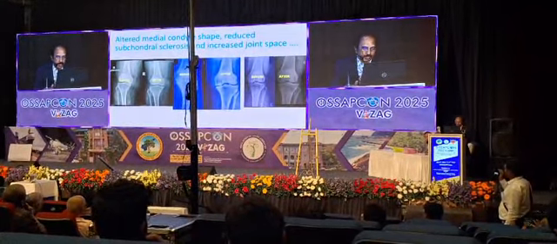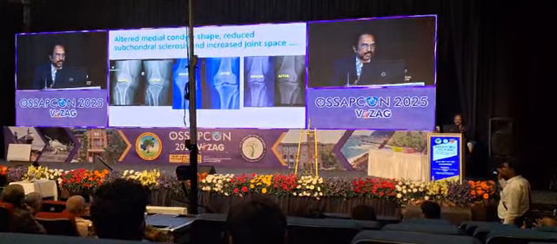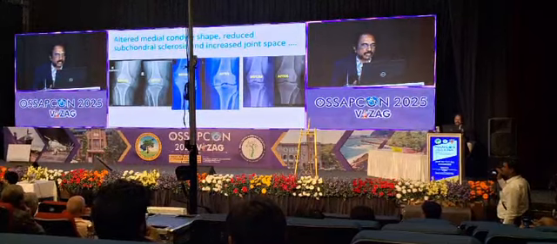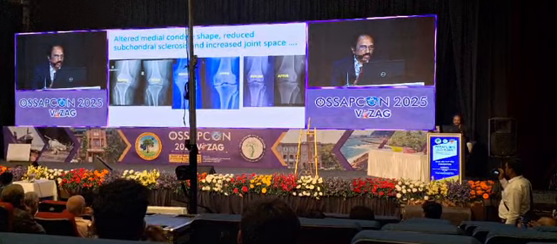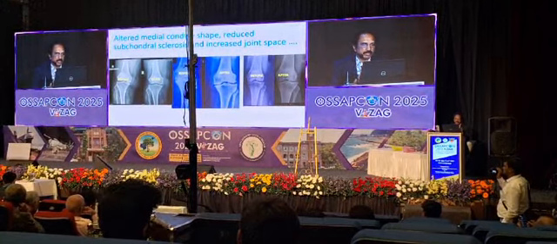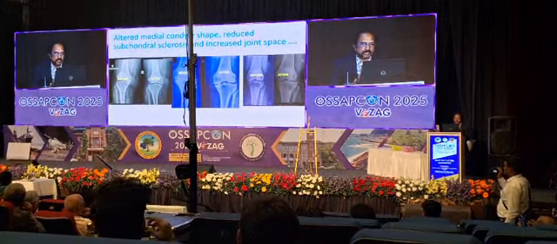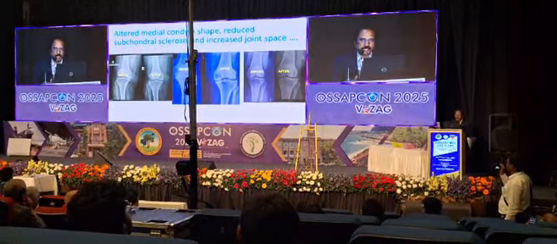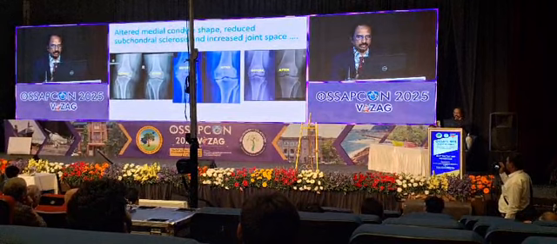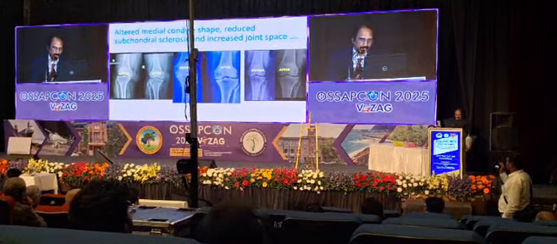So I can show you some of the X-rays here. Before and after this conservative line of management, you can see that clearly there is a remodeling of the medial condyle which is collapsed already, and you can see the increased joint space and reduction of the subchondral sclerosis. So there is definite remodeling of the medial condyle which is collapsed here.